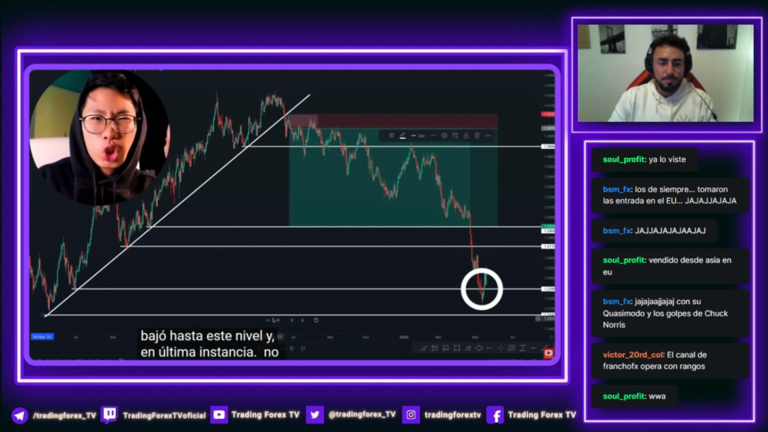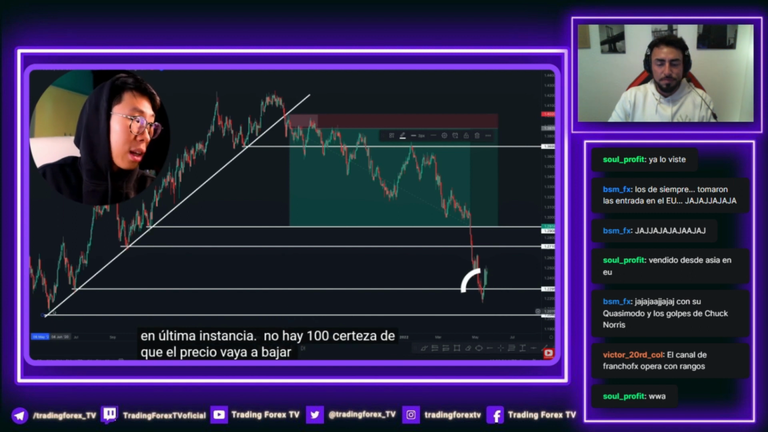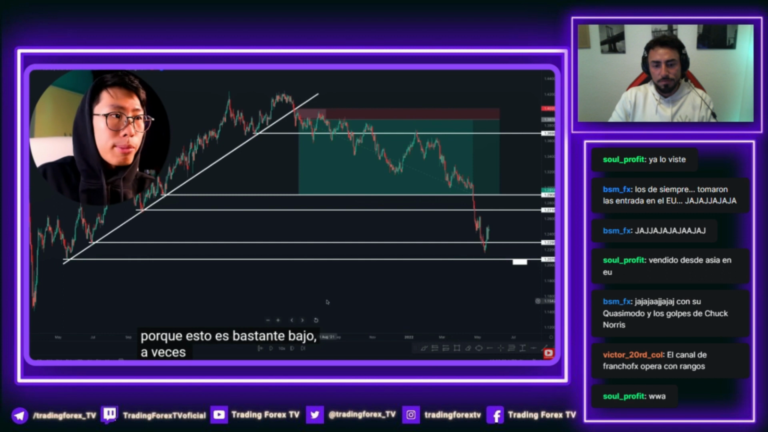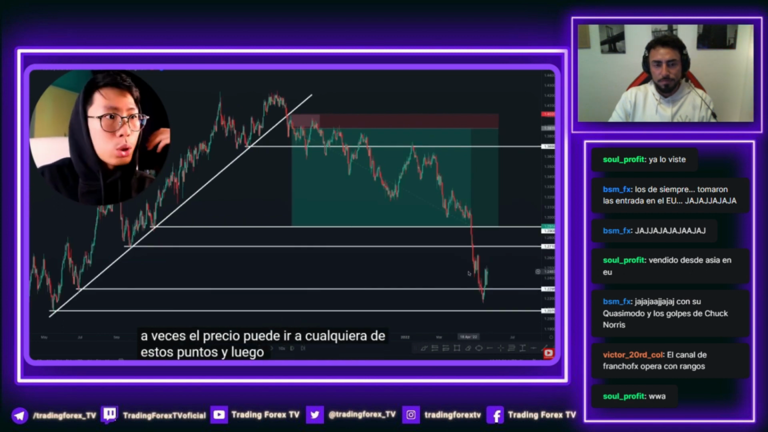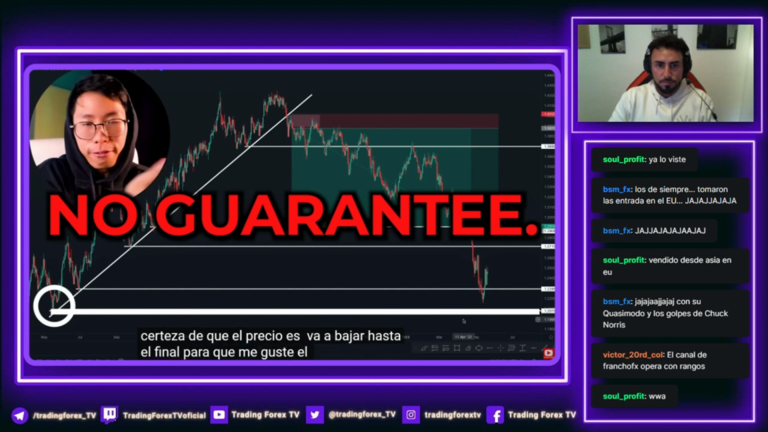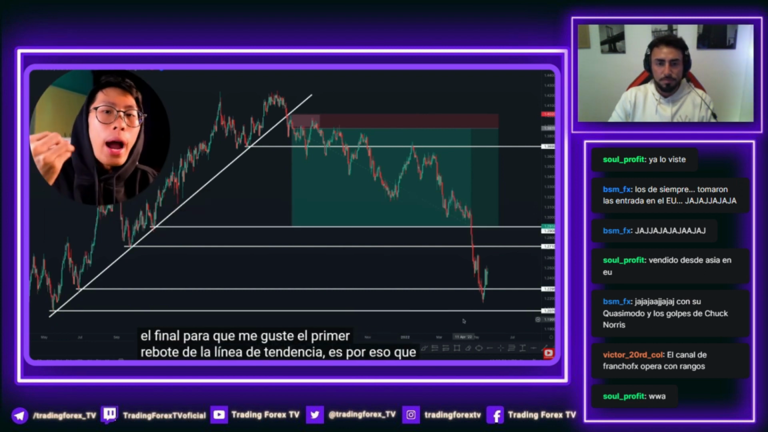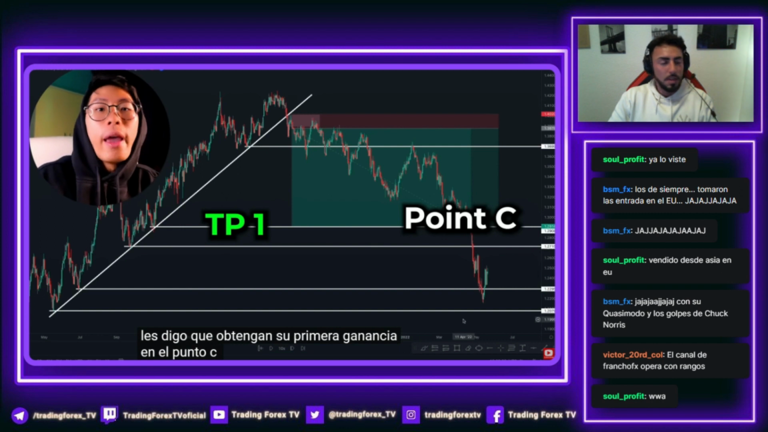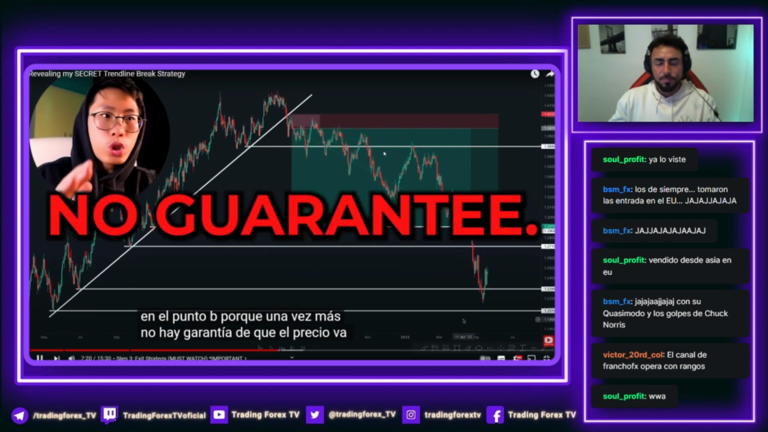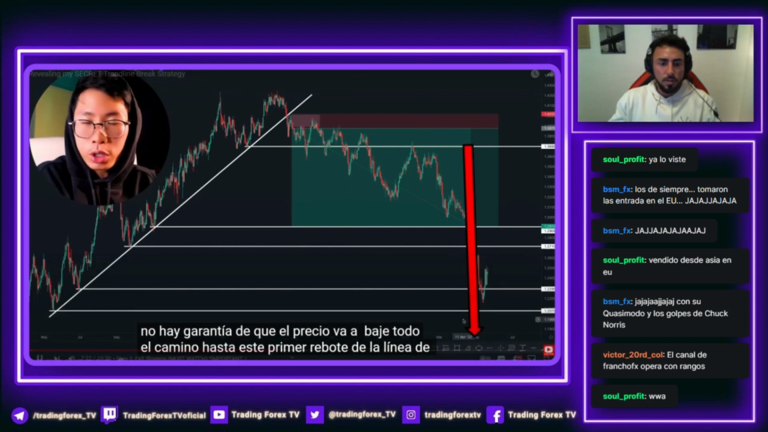And ultimately, there is no 100% certainty that price is going to get down to this level right here, the first trend line bounce, because this is quite low. Sometimes price can go to either one of these points and then just reverse, right? That is why I tell you guys to take your first profit at point C and then second profit at point B. Because once again, there is no guarantee that price is going to get all the way down to this first trend line bounce.